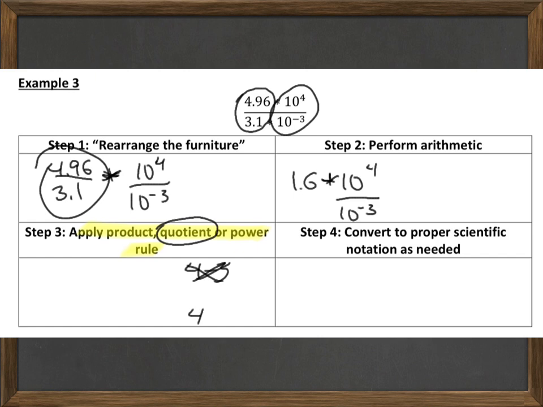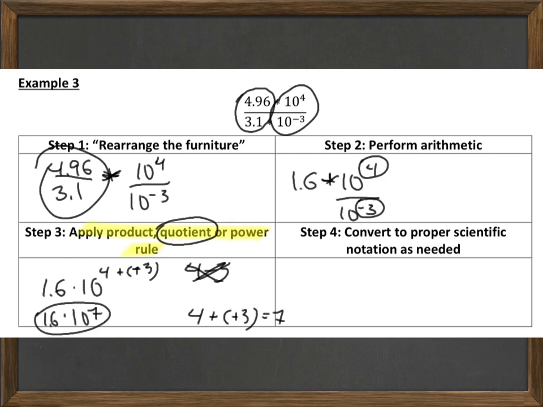Instead, we have 4 minus negative 3. Do you see that, right? Because it's 4 minus this number, 4 minus negative 3. And remember, minus a negative is actually plus a positive. So when we do this, we're going to have 10 to the 4 minus negative 3 power. Again, that's going to become 4 plus positive 3, or 10 to the 7th power.